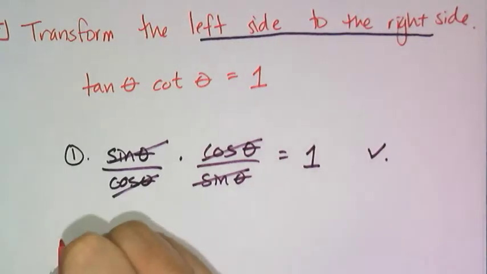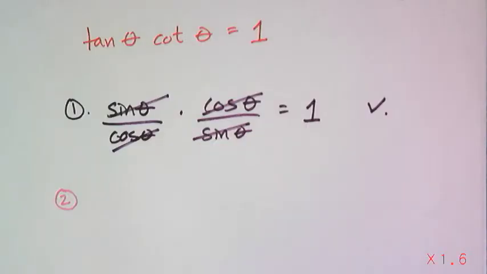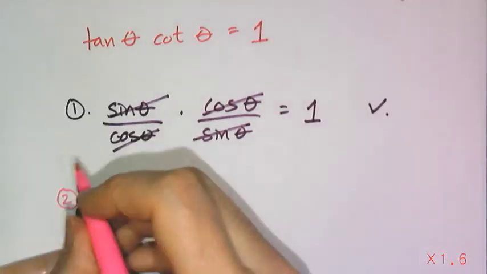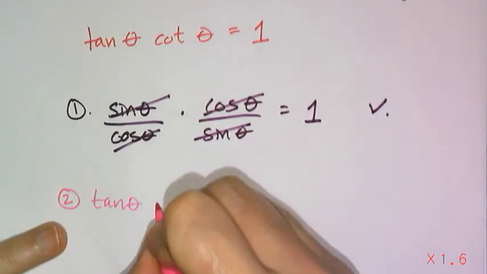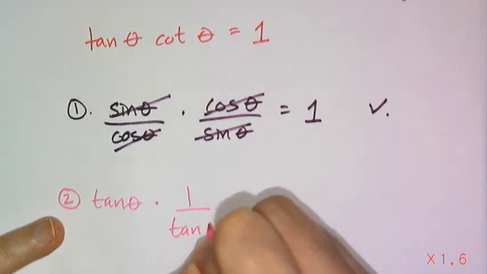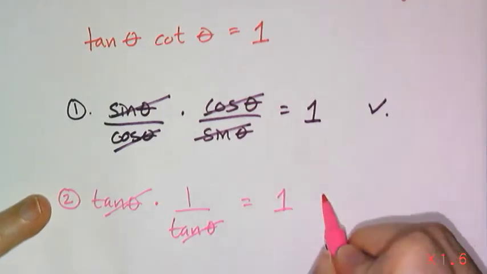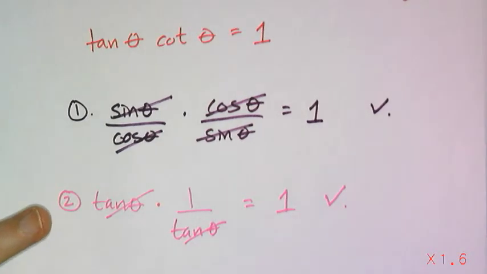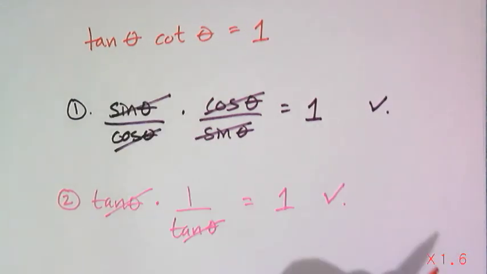The other way is to realize and use the reciprocal identities. So I know tangent theta is just tangent theta, but cotangent can be replaced by 1 over tangent theta by the reciprocal identity, and then those two cancel, and I'm left with 1. And so that's how we can use our identities to transform one side into the other side and eventually prove things.